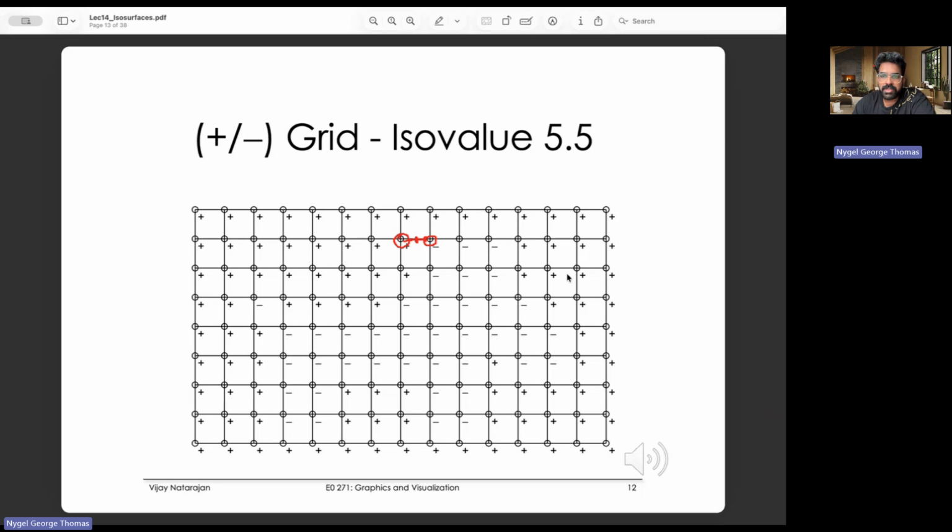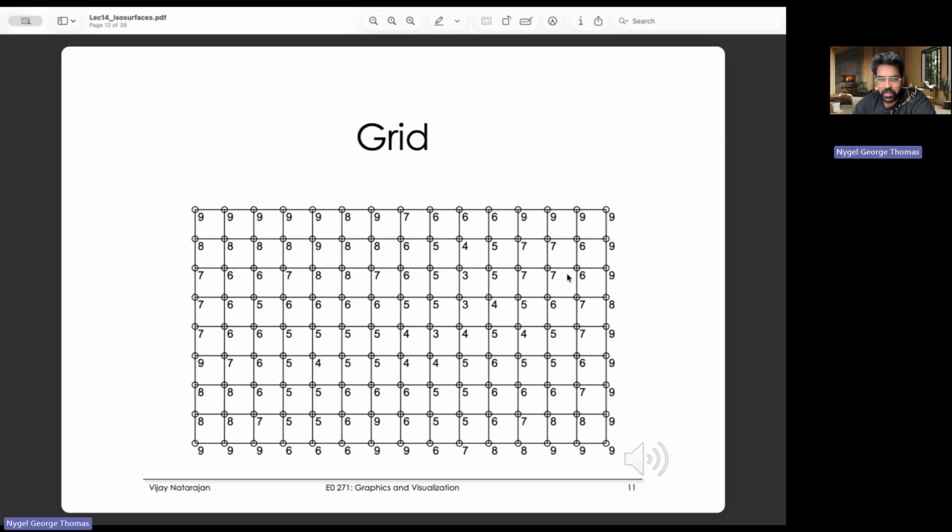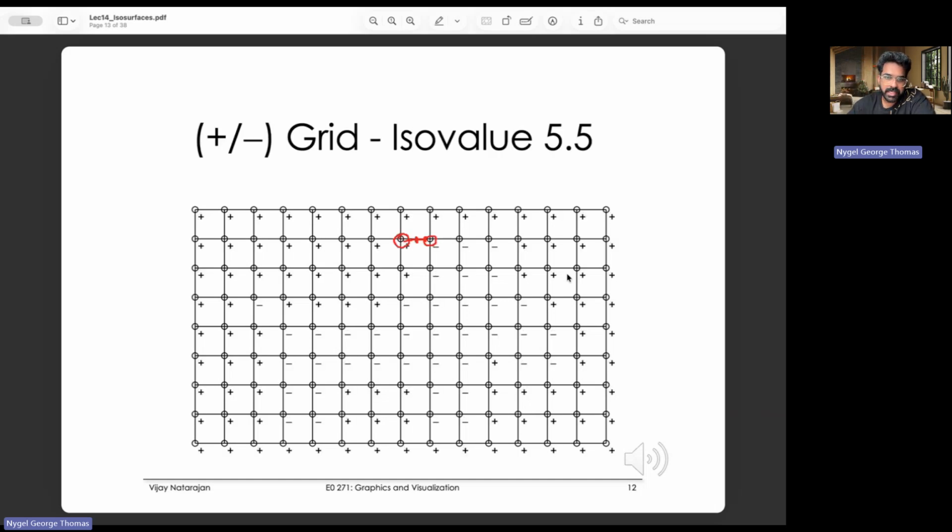Let's say our ISO value is 5.5. So what we do is there are values in the grid which are actually greater than 5.5 and values which are less than 5.5. We mark all the vertices which are having values greater than 5.5 as plus, and the vertices which have values less than 5.5 as minus. So we get a representation like this. This is a more simplified representation for ISO value extraction.